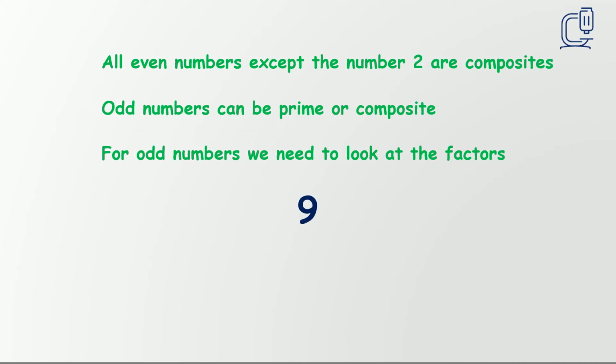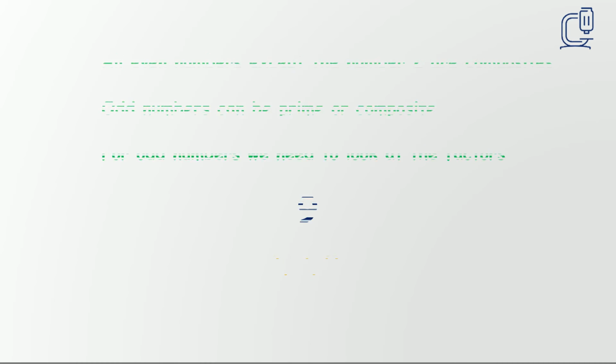Let's look at the number 9. This has factors of 1, 3 and 9. So it has more than two factors. So it is a composite. Let's try the following 4 numbers and decide which is a composite number and which is a prime number. So firstly we have 29, then we have 34, 7 and 21.